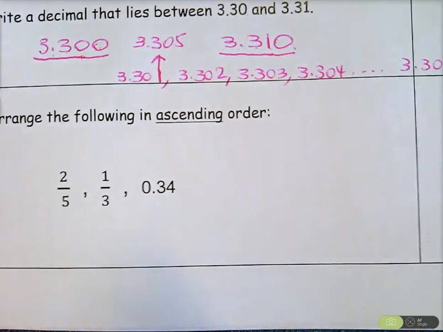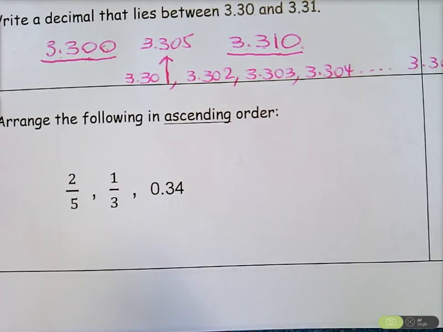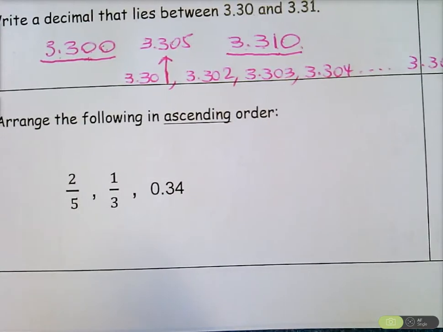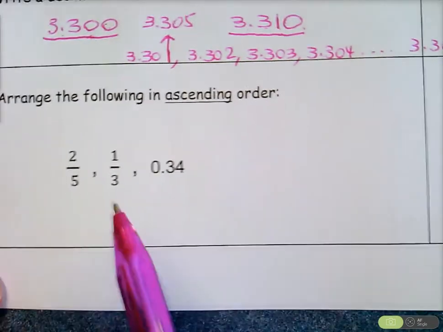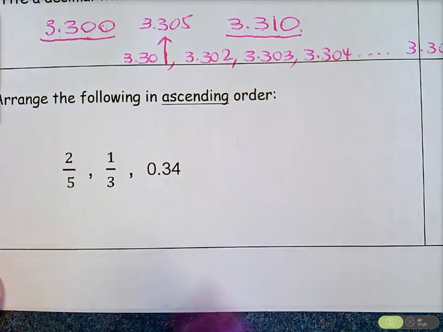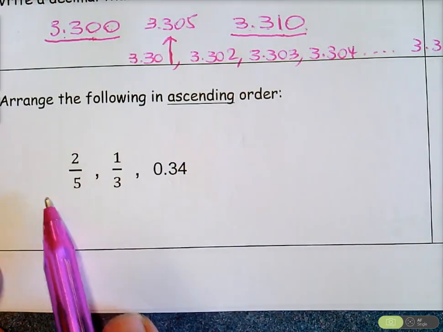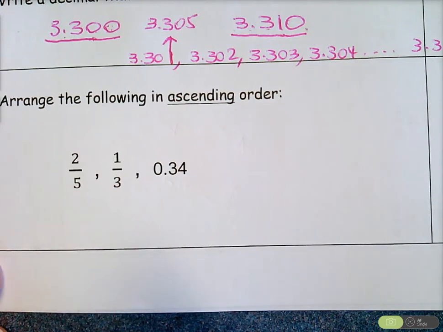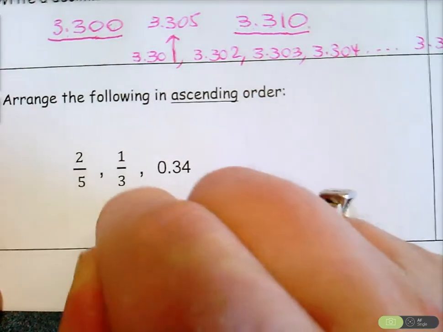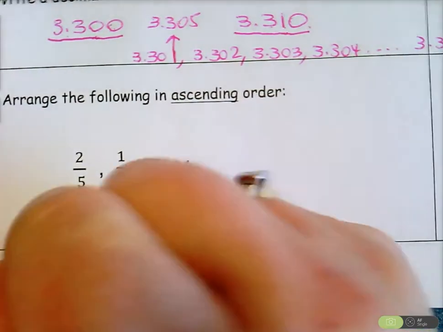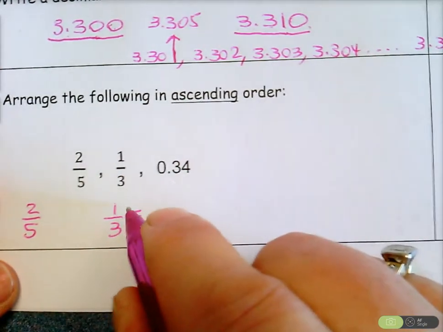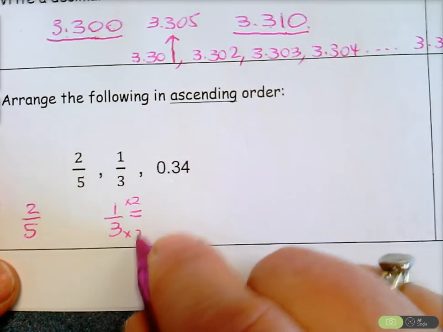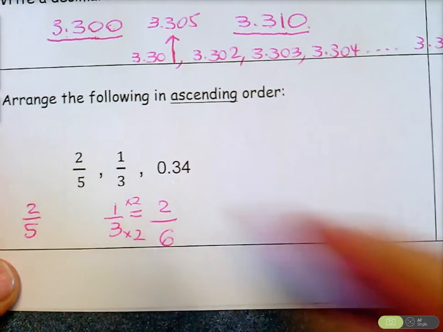Okay, write the following in ascending order. Girls, you can use common sense with this, or you can change them all to fractions if you want, but I would use common sense because it's only worth 1 mark. Girls, what do you think's bigger, a third or a half? All right, no, not a half, a third or 2/5. Girls, a third, if I double both of these, is 2 over 6.